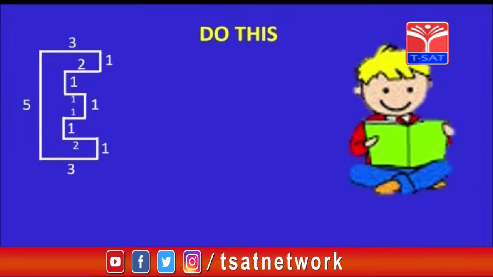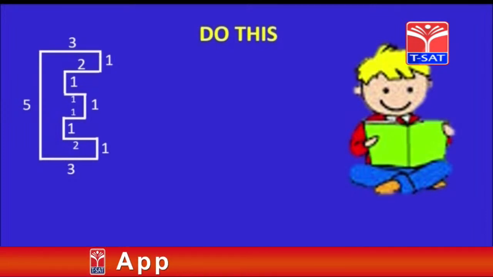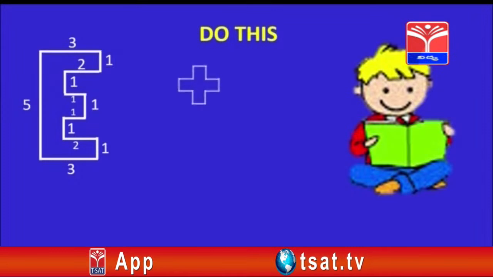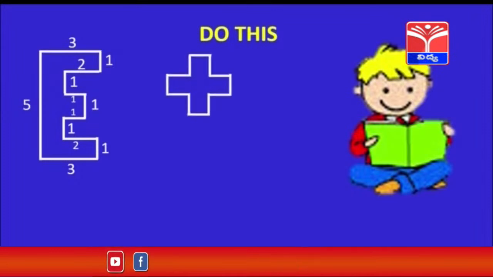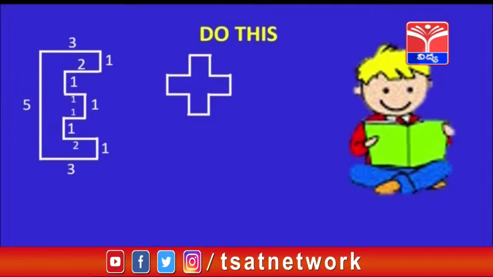What is the perimeter formula? Yeah, sum of all sides. Now add all these and get the perimeter of this shape. Now see the another shape. Here it has so many line segments and each line segment is equal length, that is 1 centimeter.